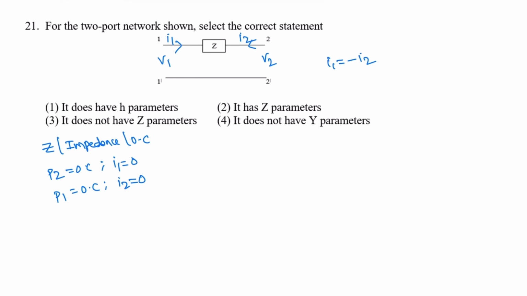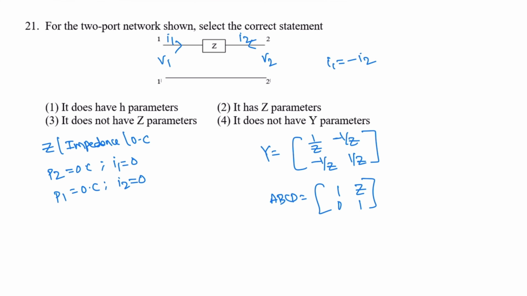So Y parameters for this series element are 1 by Z, minus 1 by Z, minus 1 by Z and 1 by Z. ABCD parameters can also be defined for this network. ABCD parameters for this series element are 1, Z, 0, 1. Y parameters are short circuit parameters or admittance parameters. So Y parameters and ABCD parameters are applicable for this series element circuit, but Z parameters are not applicable. So the correct option is 3.